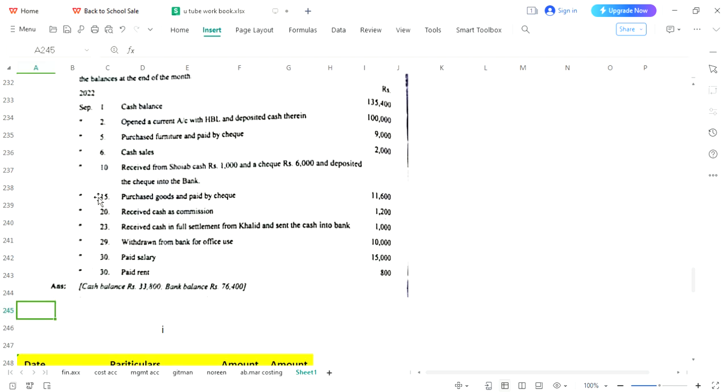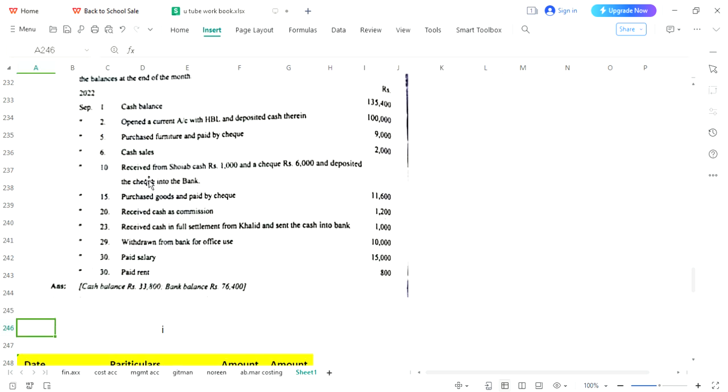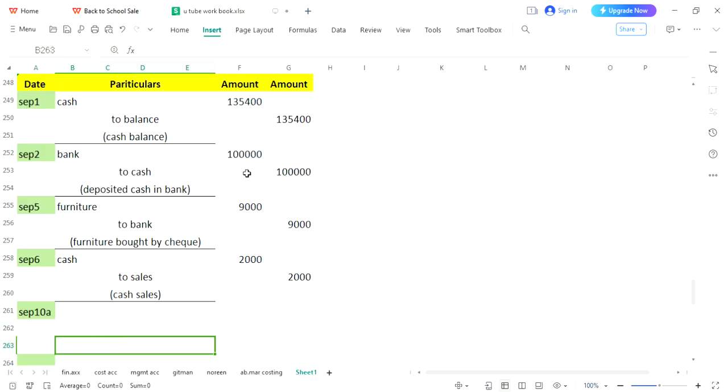And let's see what September 10 is saying. Received from ch8 1,000 and a check 6,000. Deposited the check into the bank. We may divide this entry into two parts. So what we are going to do, September 10A, and in September 10A what we will do, receive from ch8 cash 1,000. So just do it, received cash from ch8.